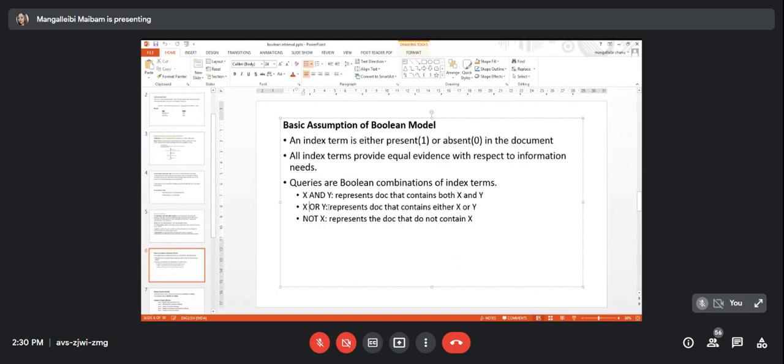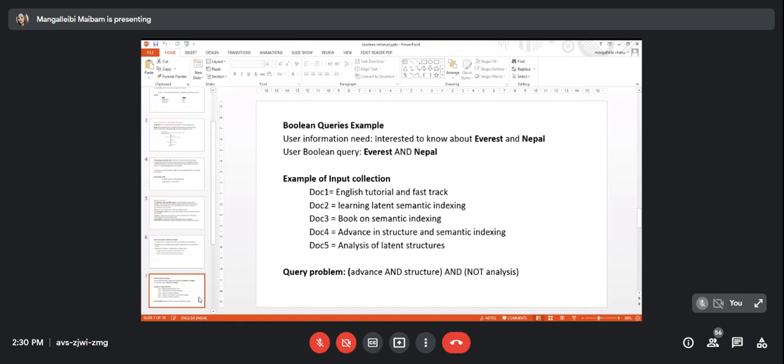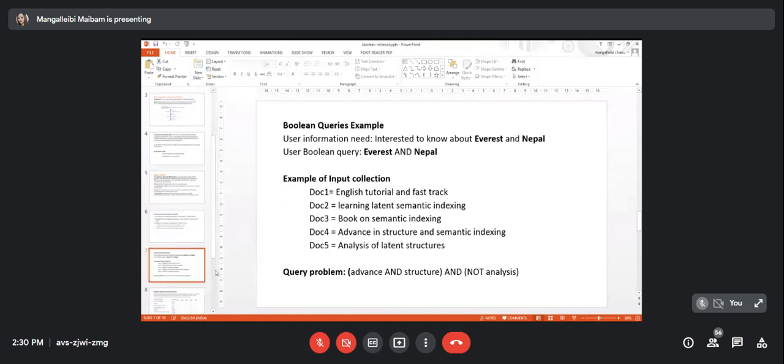OR means either the term name is present in X or it is present in Y. It can be present in any of the documents. And NOT X means that the particular term is not present in document D1. Okay, so we will see the example.